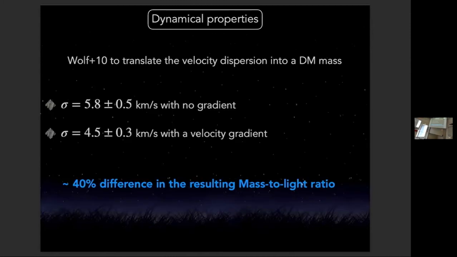And then once you do that, you realize that, of course, since you account for a velocity gradient, the velocity dispersion naturally gets lower, because the fact that the systemic velocity changes along the axis will automatically inflate the velocity dispersion if you don't account for it. And that's a problem, of course, if you want to use what most people use in that case to translate the dispersion into a total mass, which is the relation of Wolf 2010. And you can get some huge bias in the resulting dark matter mass and in the mass to light ratio that you measure if you don't account for that.